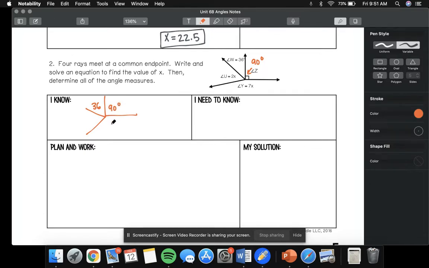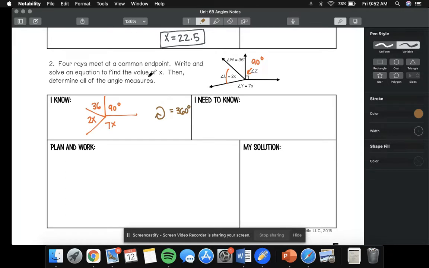This angle right here, Y, we do not know exactly what it is, but we're going to represent it by 7 x's. And then angle U, again, we don't know how big this angle is. It's not as big as Y, but it's 2 x's. Now, we know that this is 90 and this is 36, but we really don't know anything else besides that. So I know also that all together, all the way around, that should equal 360 degrees.